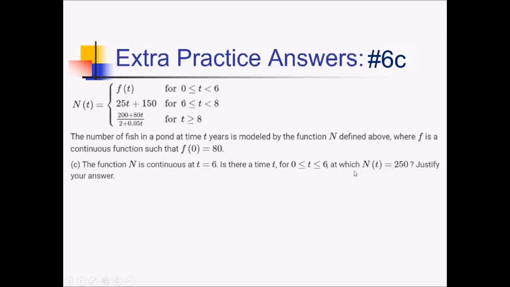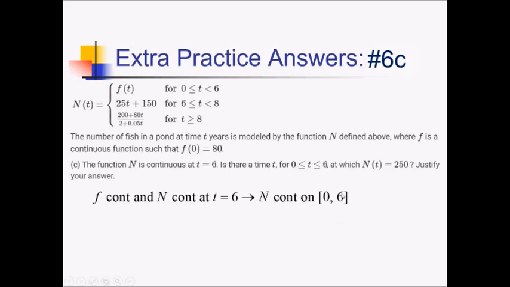So to use the IVT here, I need to show that I have continuity on this closed interval, and also that this 250 is between the starting and ending y values for this function on this interval. So let's start by figuring out the continuity piece. From 0 to 6, well, I know that from 0 less than or equal to t less than 6, we have the f function, and they told us that f was continuous. F is a continuous function. So we have continuity of f, and we are also given that n was continuous at exactly time equals 6.